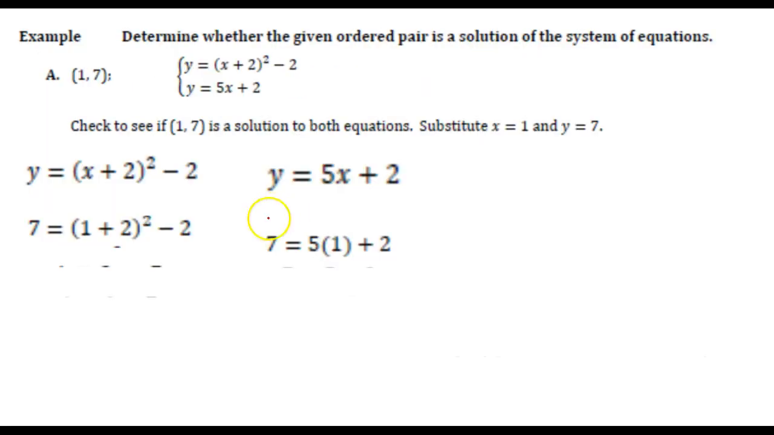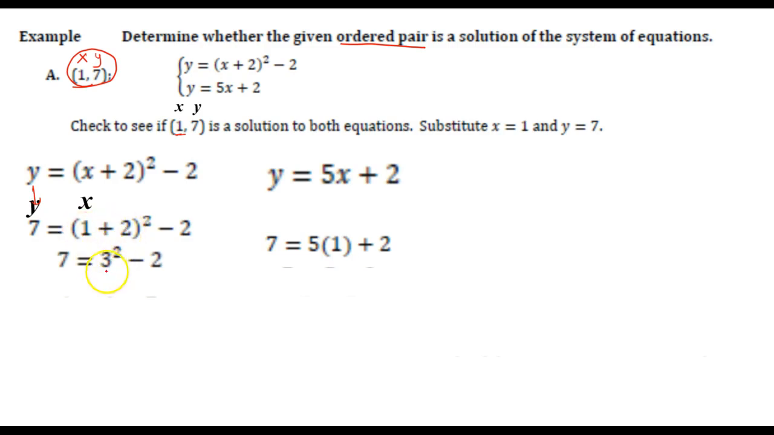So here is an example that's already done for us in your packet. Here they ask if this ordered pair, which is right here, is a solution for the system. So what I'll do is label X and Y, much like I already did here. And we're going to plug in 1 instead of X, and 7 instead of Y, and work that out. They do it step by step.